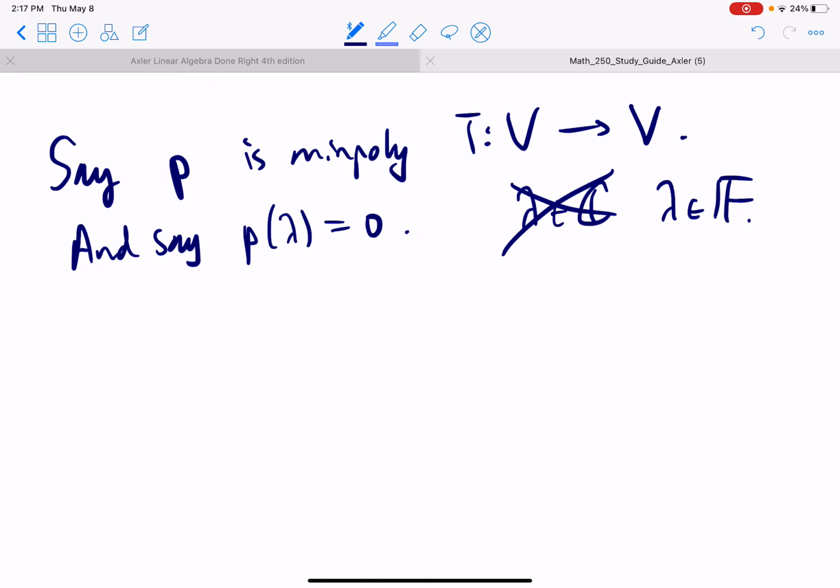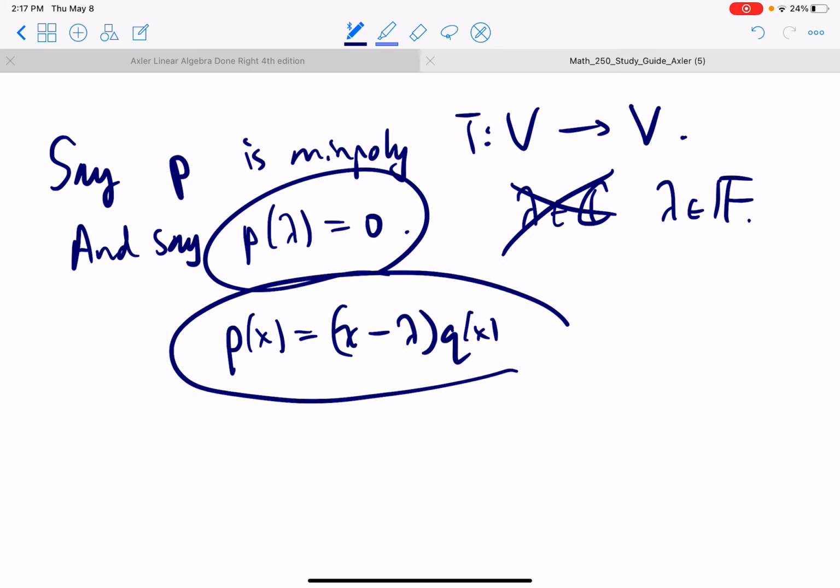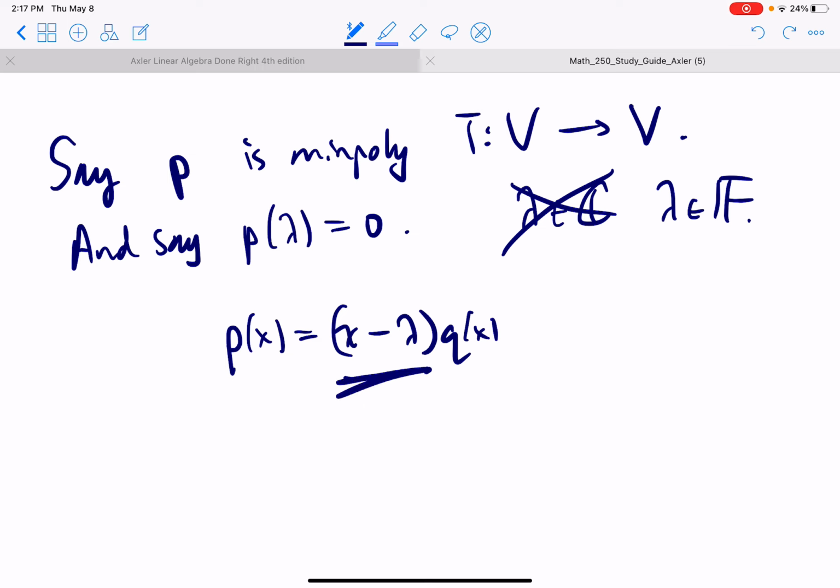How do we show this? If we have a root, we can factor p of x. We can divide it by x minus lambda, get a quotient, and then the remainder is 0, as we talked about earlier. So whenever you have a root of a polynomial, you can factor out a linear factor that corresponds to that root. Okay, how does that help us?